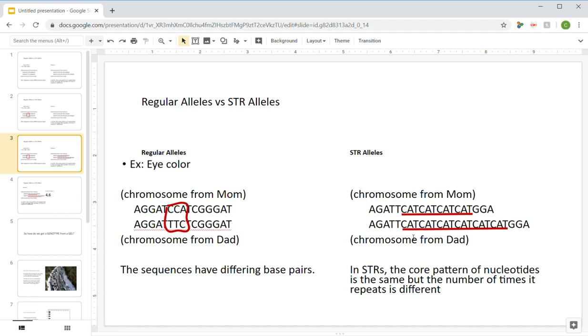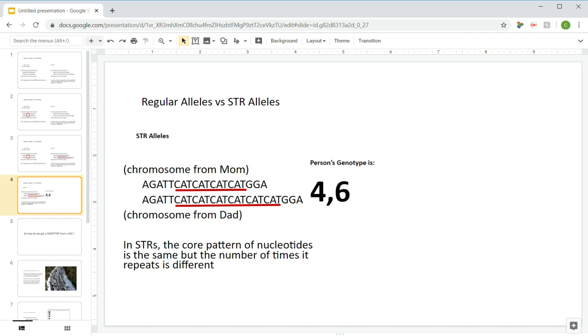So remember, normally with alleles, we have a dominant allele and a recessive allele. So like with eye color, with our mom and dad over here, this person would be heterozygous because they have 2 different alleles. So maybe they're like big A, little a. Okay, but with our STR alleles, there's not a dominant and a recessive because this isn't coding. This is not coding DNA. So one can't be dominant over the other.